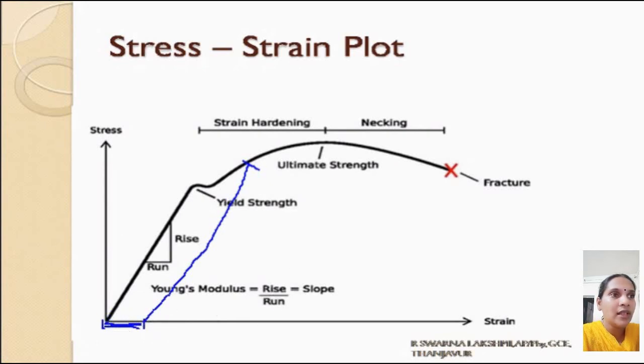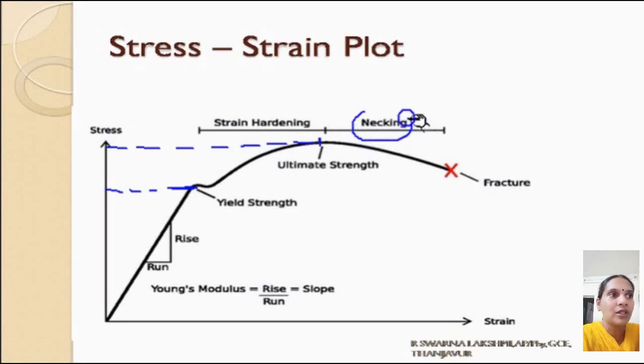The stress corresponding to the elastic limit is called as the yield strength. The stress corresponding to the maximum load the material can withstand is called as ultimate tensile strength or ultimate strength. Beyond ultimate strength, necking occurs and eventually the material fractures.